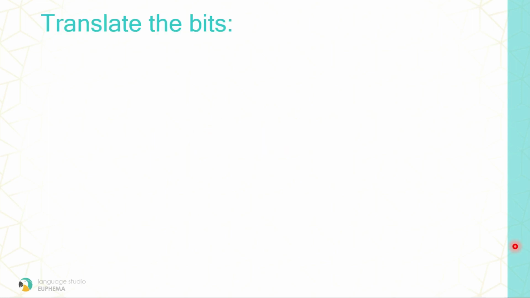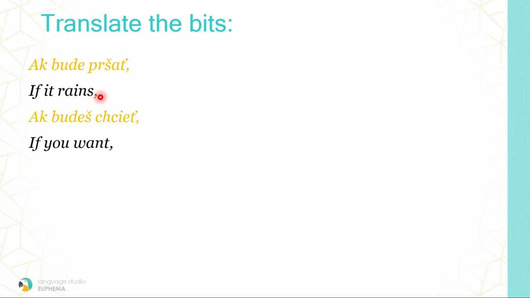Okay, so translate the bits, please. Ak bude pršať? If you said, if it rains, you were correct. As you can see, we started with if, and it's the if clause, so we have to use only present simple: if it rains. Let's go on. Ak budeš chcieť. If you want. Don't forget not to use will, okay? So if you want, only present simple.